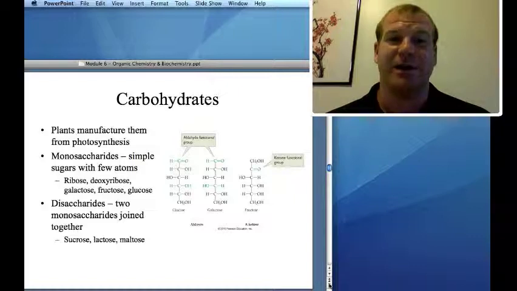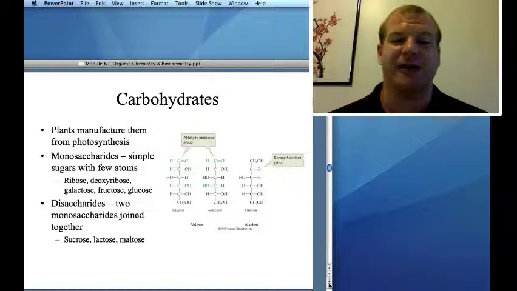Let's talk about simple ones. Monosaccharide. If you're in a monogamous relationship, you're with one person. That's a monosaccharide, meaning one saccharide, one sugar. These are simple sugars. So ribose, deoxyribose, galactose, fructose, glucose. These are examples of monosaccharides. Disaccharides have two monosaccharides joined together. Sucrose is fructose and glucose joined together. Lactose is galactose and glucose joined together. And maltose is two glucoses joined together.